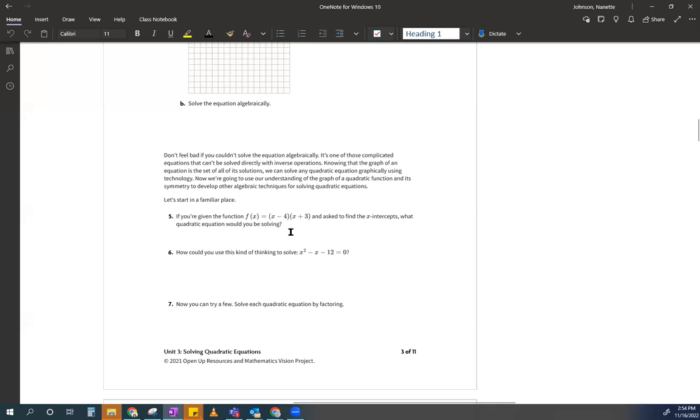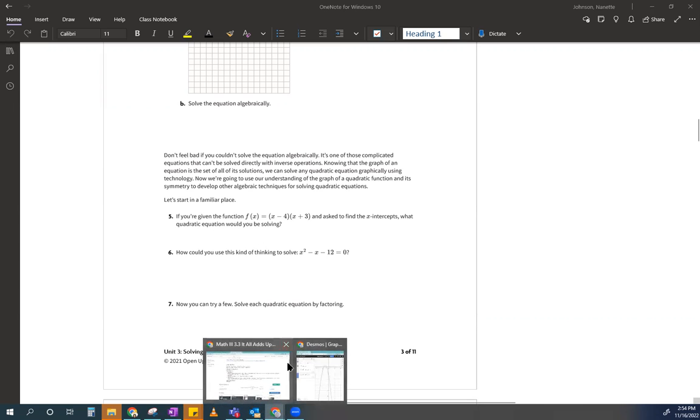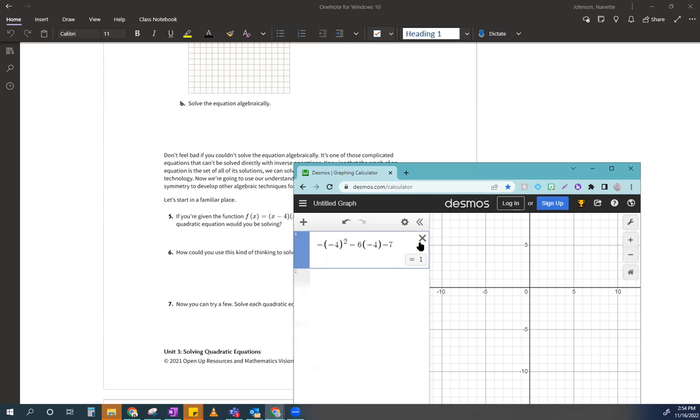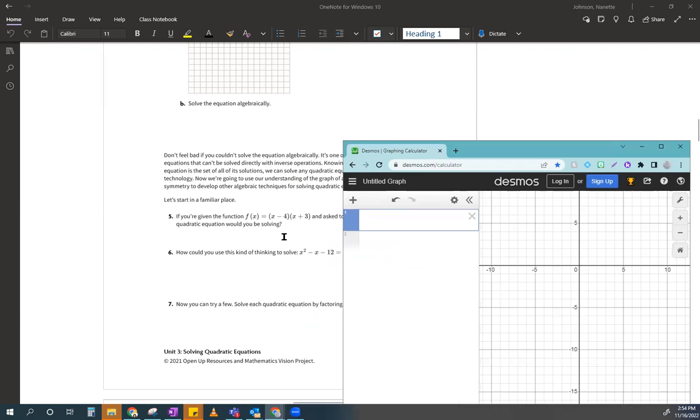So if you're given the function this, and they asked you to find the x-intercepts, what quadratic equation would you be solving? Okay, so wait, what? You want me to graph it, Ms. Johnson? Yeah, sure, you can graph it. So you want me to just put that in there? Yeah. But this is something you already know how to do. I'm going to take two things that you already know how to do and put them together, and that's how you solve it algebraically, okay?